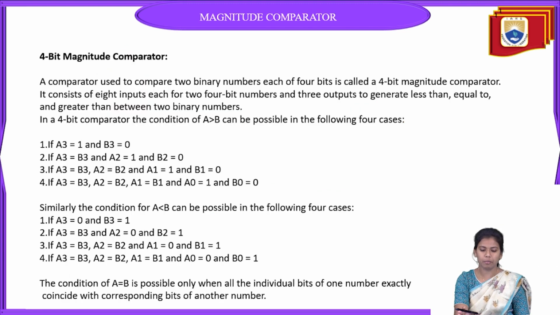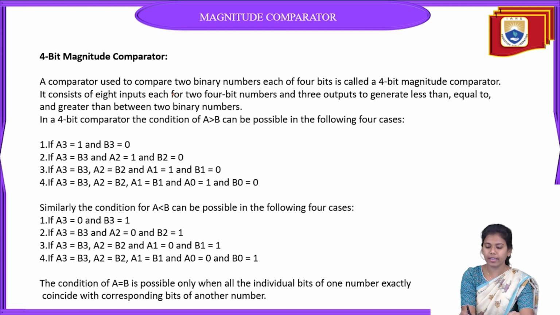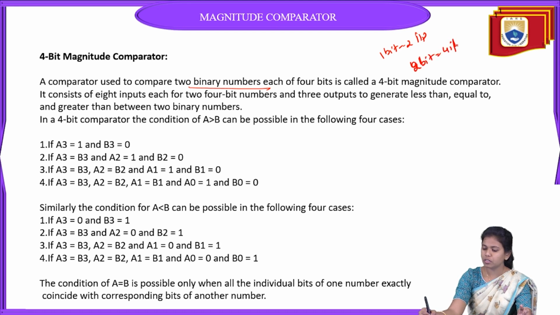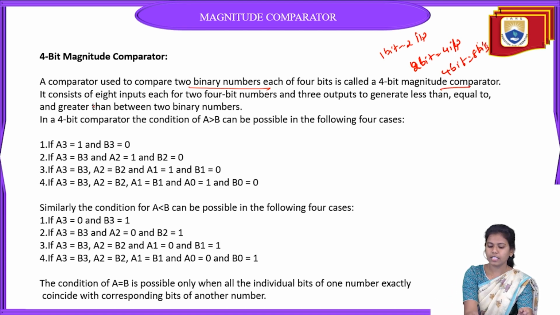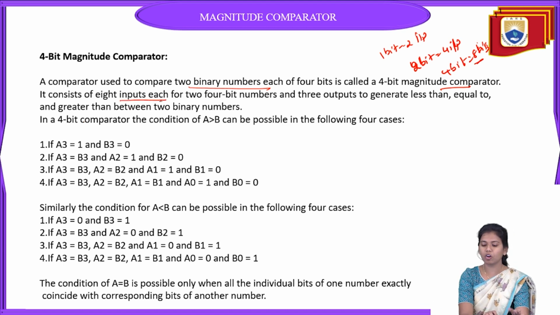Coming to the 4-bit magnitude comparator, we have a combination of 8 inputs. This comparator can be used to compare 2 binary numbers, each of 4 bits. So for 1 bit, 2 inputs, for 2 bits, 4 inputs, and for 4 bits, 8 inputs have been considered, with the same combinations: A greater than B, less than B and equals to B.